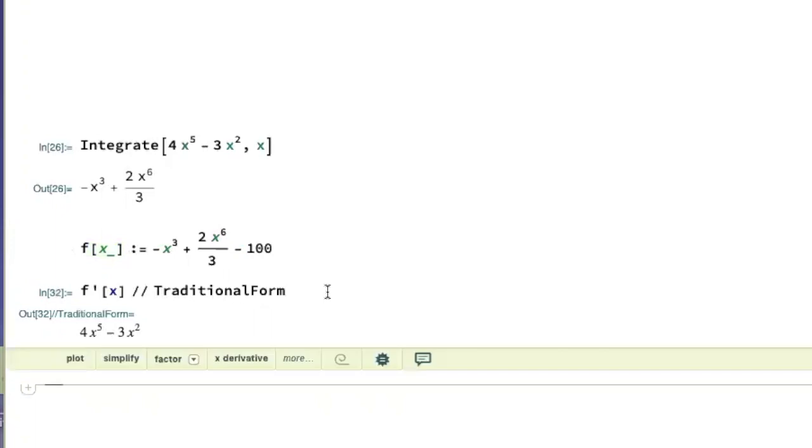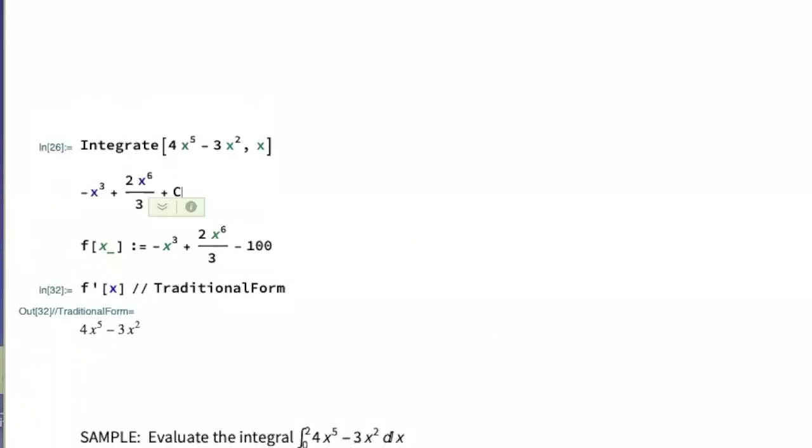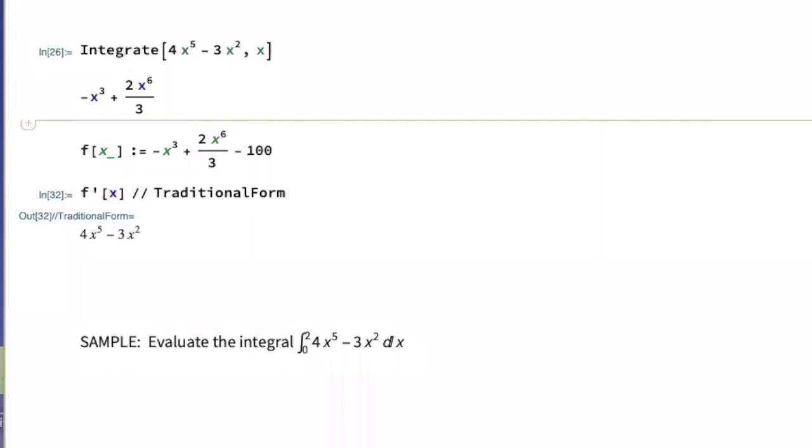Or maybe there was a minus 100. Again, take its derivative and that constant's going to disappear. And that's why you were taught in calculus class that you would put plus a capital C there. You don't need to put the plus C into your lab, but if you were to take this answer and write it down on paper, you would add the plus C at that time.